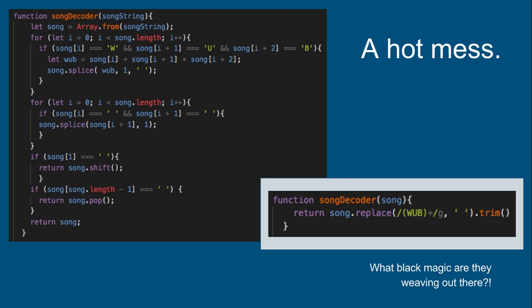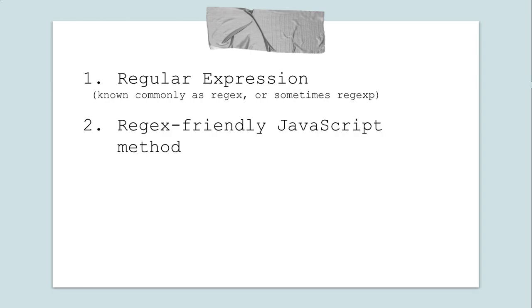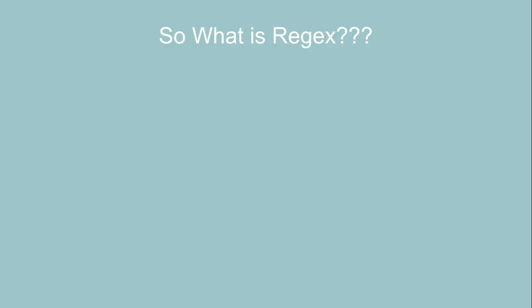It turns out it actually wasn't that complicated. It just had 2 things I'd never seen before. The first was a regular expression, which is commonly known as regex or sometimes regexp, and a regex-friendly JavaScript method. Fun fact, JavaScript actually has its own regex class with its own specific methods and properties, meaning it's an object, kind of like the string object or the array object that we all know and love.